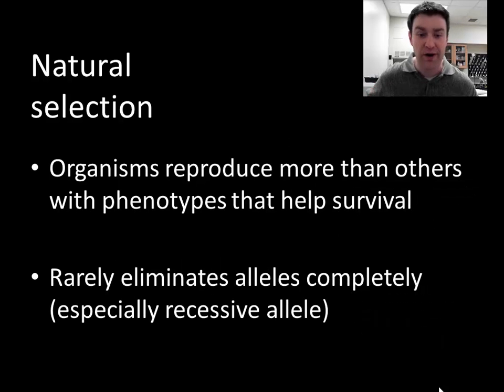As we've seen before, natural selection is simply when some organisms with certain phenotypes reproduce more than others, and over generations that causes a significant shift. As you will see in a lab activity, natural selection very rarely eliminates alleles completely, even if they're extremely maladaptive, especially alleles that are recessive, something I'm going to want you to show.